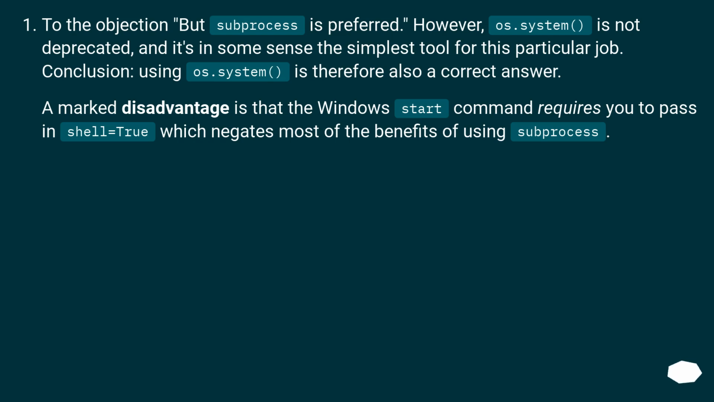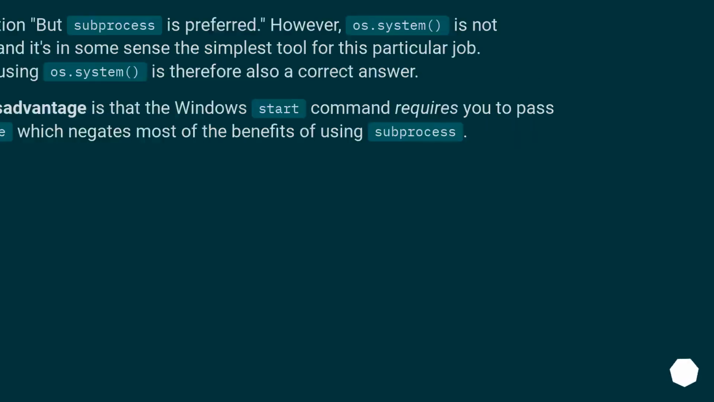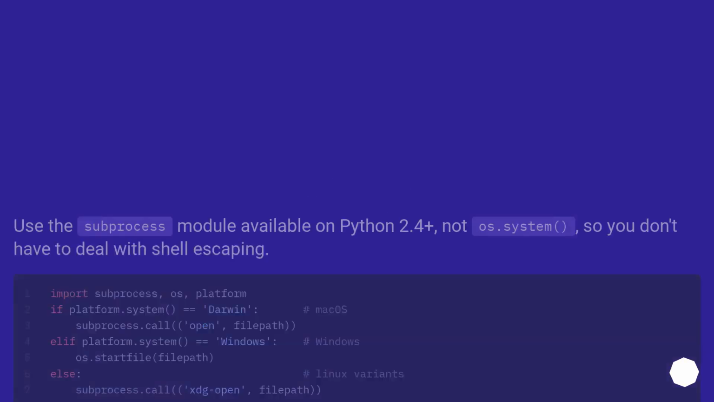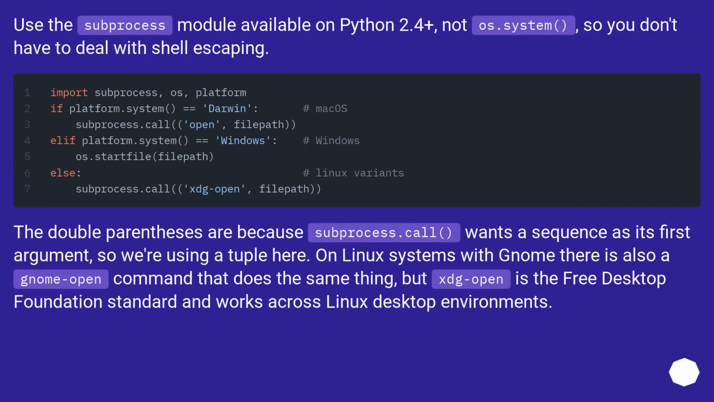A marked disadvantage is that the Windows start command requires you to pass in shell=True, which negates most of the benefits of using subprocess. Use the subprocess module available on Python 2.4+, not os.system, so you don't have to deal with shell escaping.